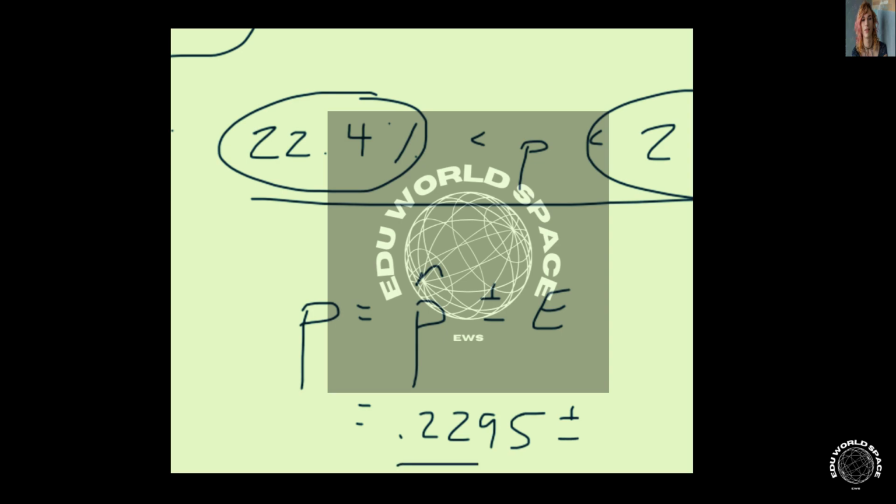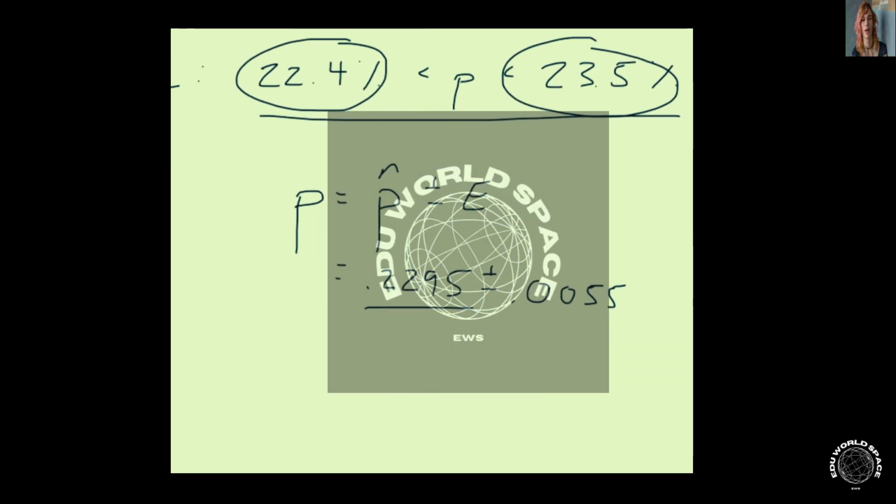What's our standard error then? It's how far away this is from either one of those. And again, we can just subtract that in a calculator to get 0.0055, which is just about half of a percentage point. So we have our estimate for p hat. What's q hat then? Q hat is going to be 1 minus 0.2295.